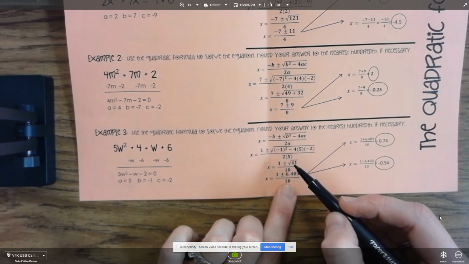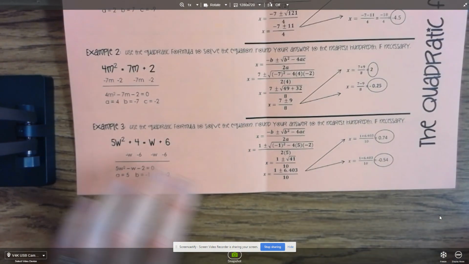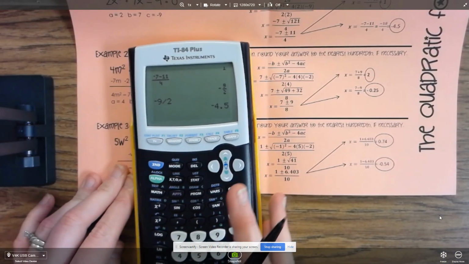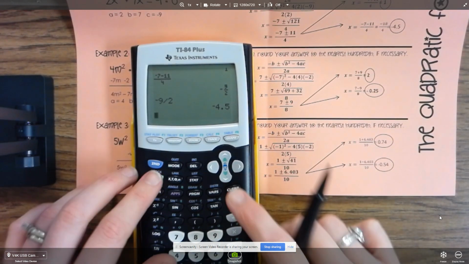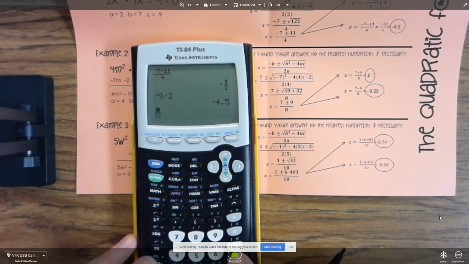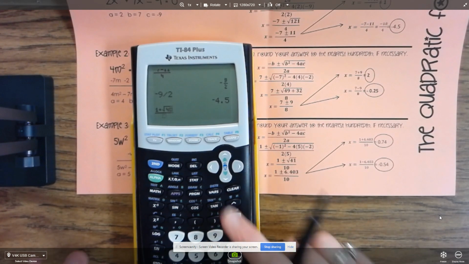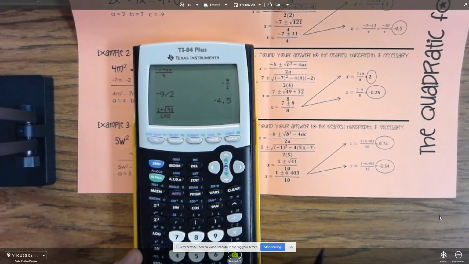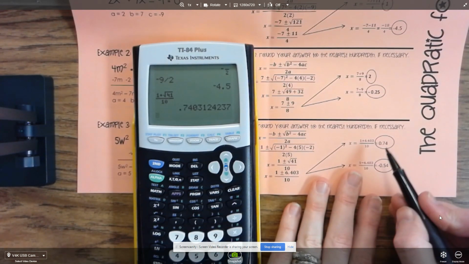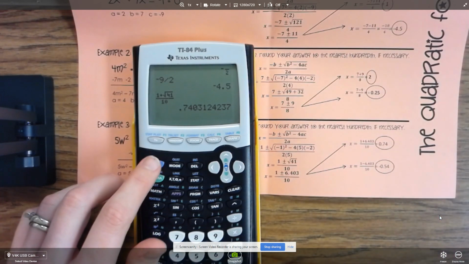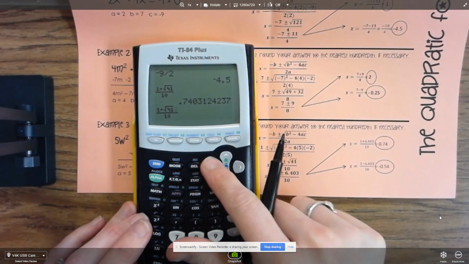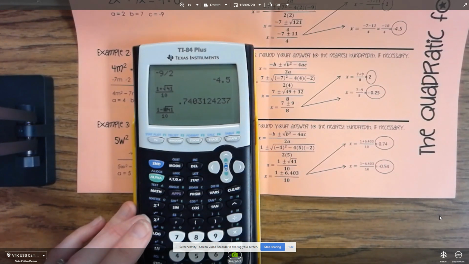This time I end up with kind of a wonky, not a perfect square. And so when I work this one out, I don't round, I don't do any of that until the very end. So I would have 1 plus the square root of 41 divided by 10. And so it's going to come out the same. And then again, you just go back and you're going to change the plus to a subtraction.